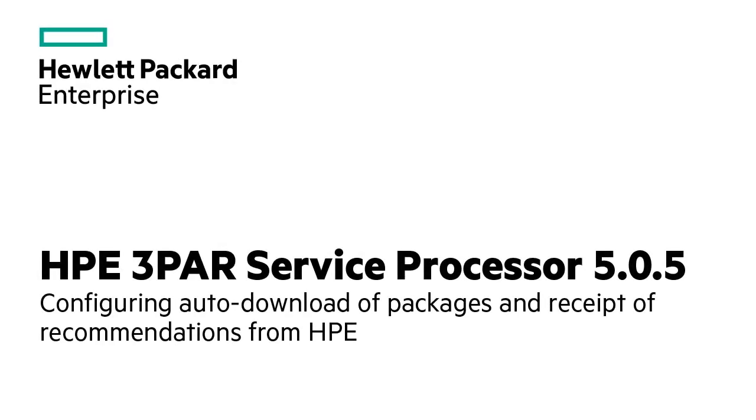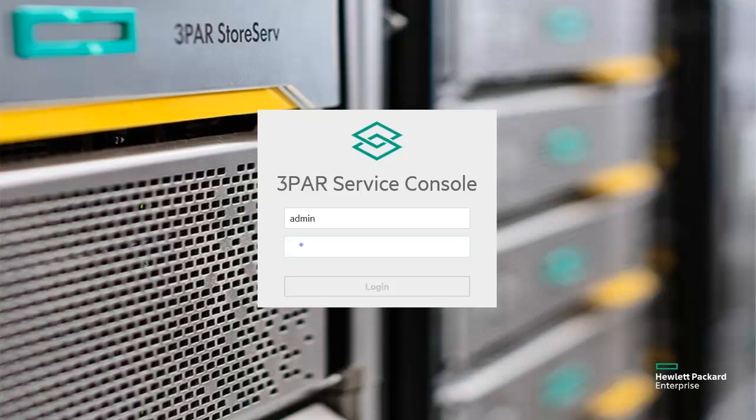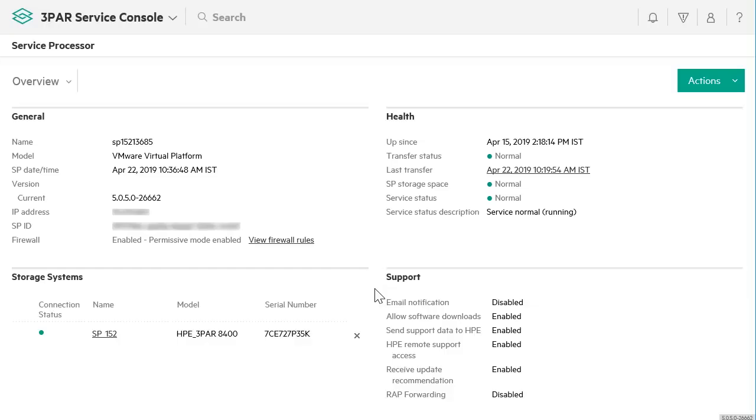In this video, you will see how to configure auto download of update packages and receipt of recommendations from HPE. Log on to the Service Console as an admin user. Go to Actions and click on Edit SP Configuration.